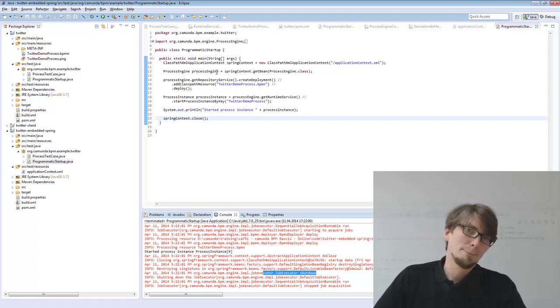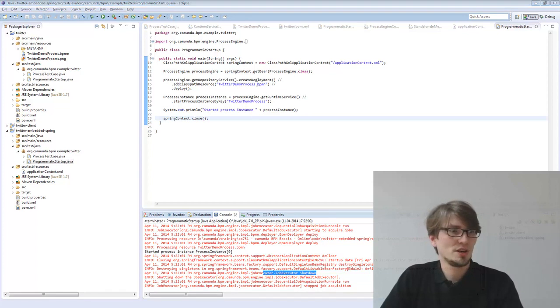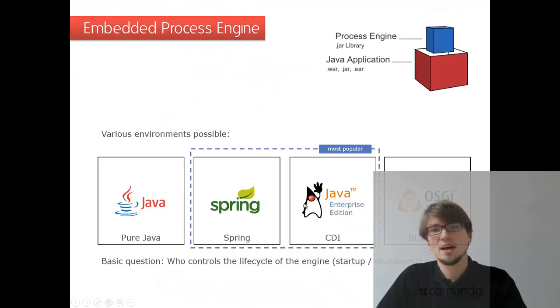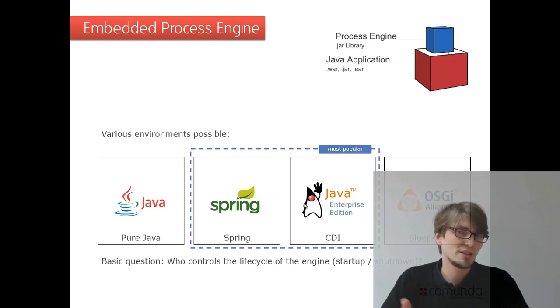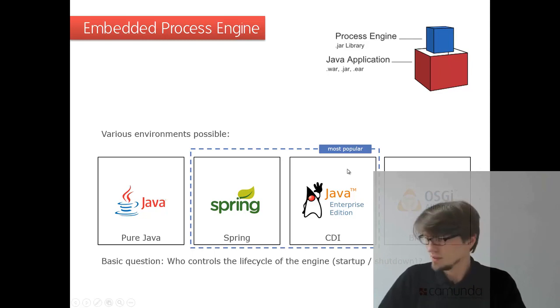Okay. So this is something you could leverage in a Spring environment, for example. In CDI, you could use a startup bean or a singleton bean or whatever. Okay. The interesting thing is somebody has to take care of starting the engine and shutting it down later on. Then you can embed it in whatever environment you like. That's pretty straightforward. The most popular ones are Spring and Java EE, obviously. We don't use OSGi that often lately. Okay, so yeah, best supported are Spring and Java EE.